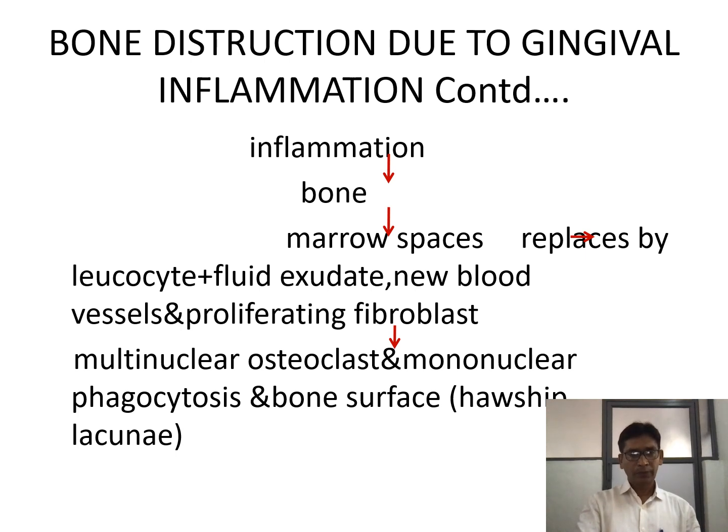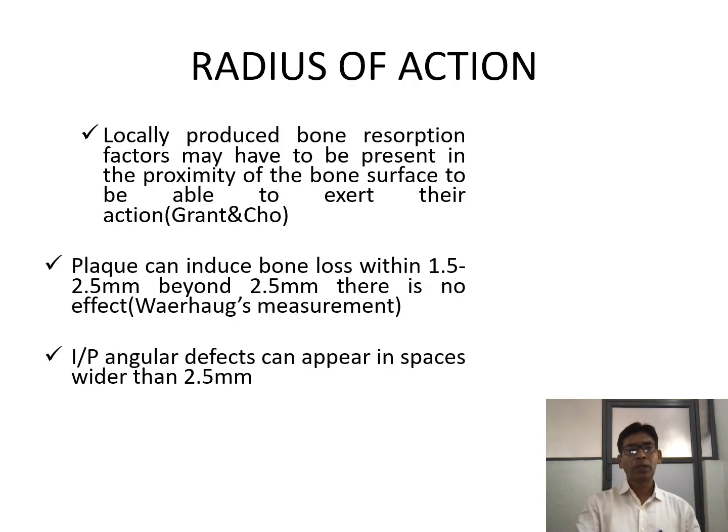If the pathway of inflammation is altered, as in the previous slide which I have shown, directly into the periodontal ligament, there will be destruction of the collagen fibers of the periodontal ligament, and this destruction of the periodontal ligament fibers, if it extends beyond the alveolar crest, will lead to the formation of what we call an infrabony pocket, otherwise we will call it a suprabony pocket. Now, let's get into what the radius of action is.